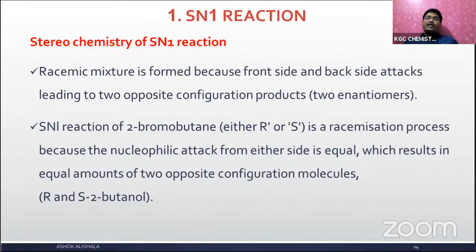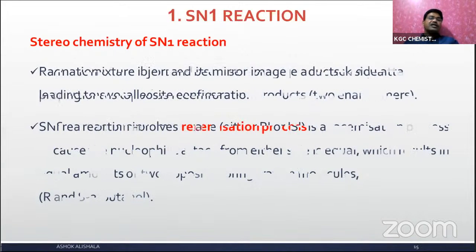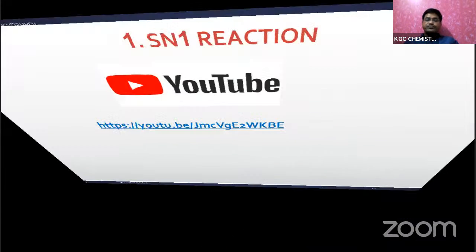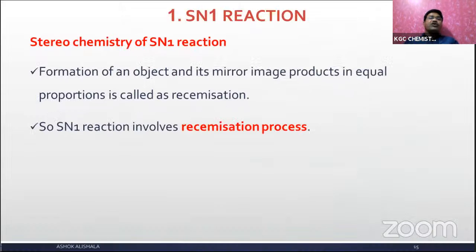The SN1 reaction of 2-bromobutane, either R or S, is a racemic process because the nucleophilic attack from either side is equal, which results in equal amounts of two opposite configurations, that is R and S 2-butanol. This is the formation of an object and its mirror image product in equal proportion, called racemization. So the SN1 reaction involves racemization, whereas the SN2 reaction involves inversion of the configuration.